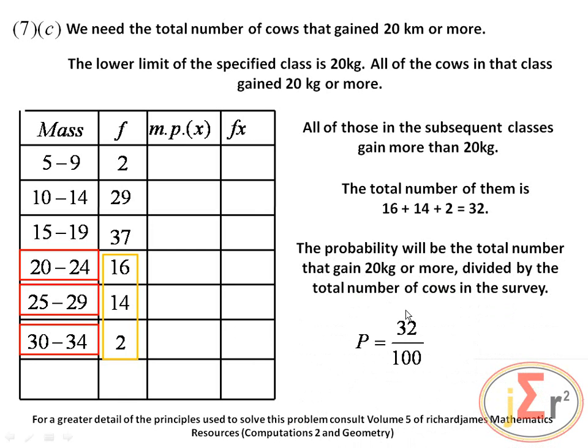So 32, those are the number of cows specified in the statement of the problem, and the total number of cows is 100. The probability is therefore equal to 32 divided by 100. Of course, we may simplify that by a common factor of 4.